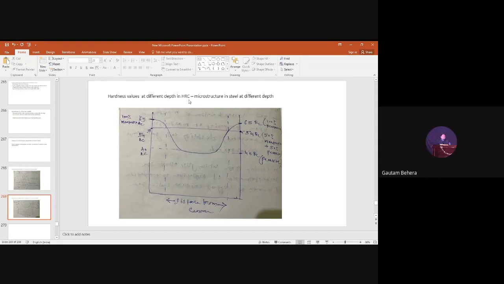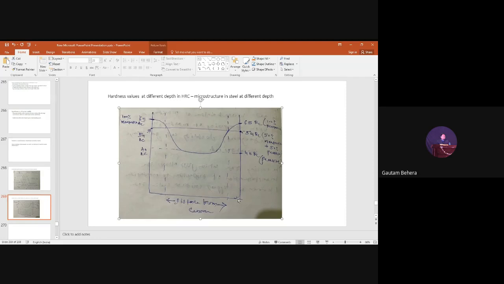I will take only 2 minutes to explain this one. Just tell me what is the meaning of HRC. Hardness Rockwell C. Rockwell hardness scale, very good. So you can see this is the hardness value. In this axis I am showing hardness, and this is showing the distance from the center. So this is the center, it is moving toward the surface.